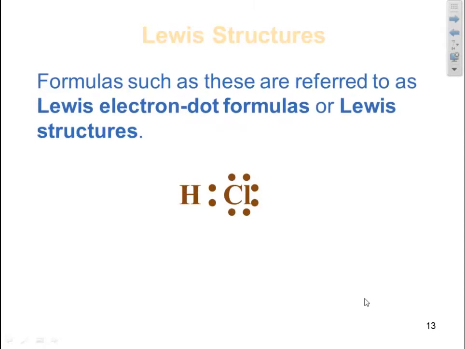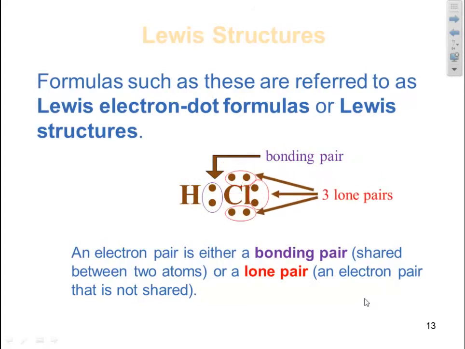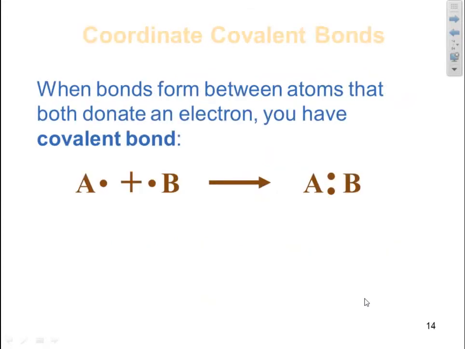Formulas such as these are referred to as Lewis electron dot formulas or Lewis structures. An electron pair is either a bonding pair shared between atoms or a lone pair, an electron pair that is not shared. So these 2 electrons between the hydrogen and chlorine atom are called a bonding pair. These other 6 electrons are called lone pairs because they're not bonded to anything. When bonds form between atoms that both donate an electron, you have a covalent bond. So when both species are bringing an electron into that bond, that shared pair, that's referred to as a covalent bond.